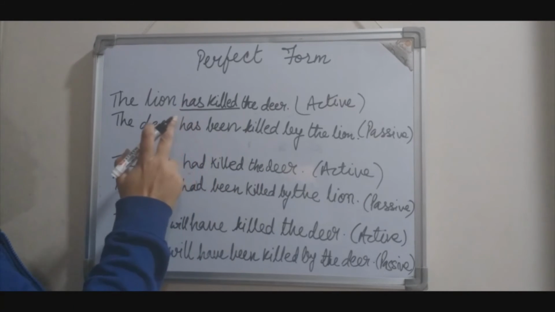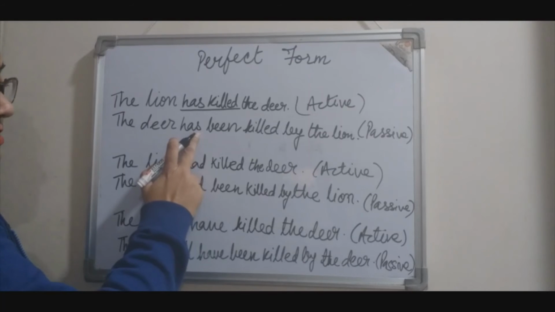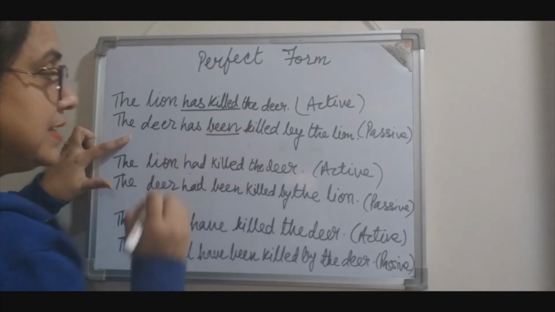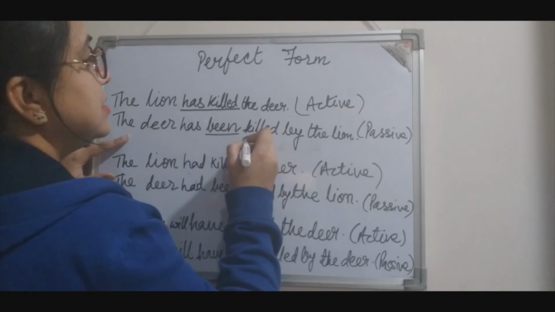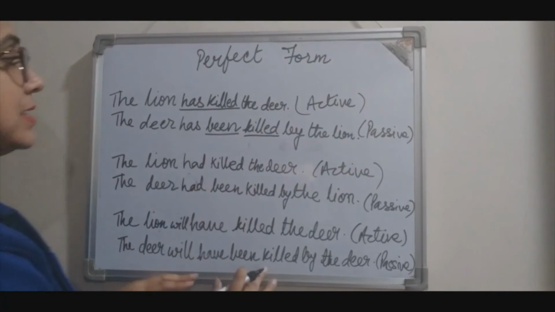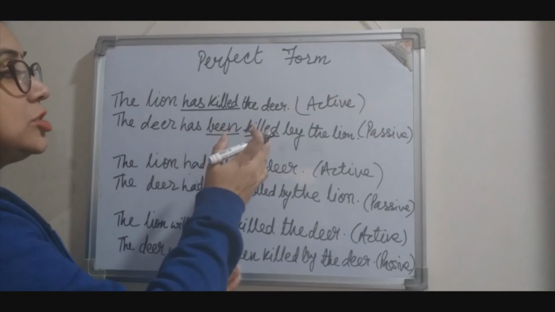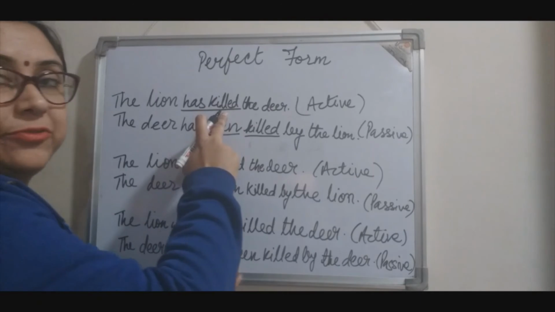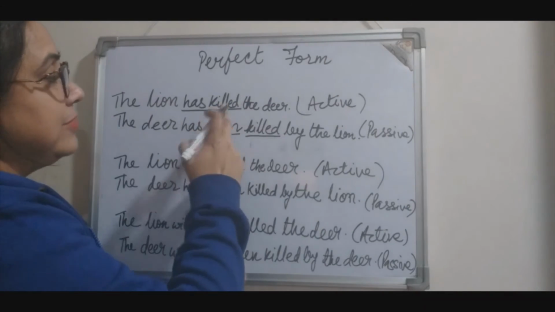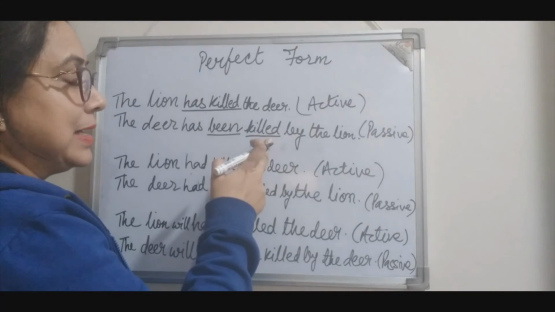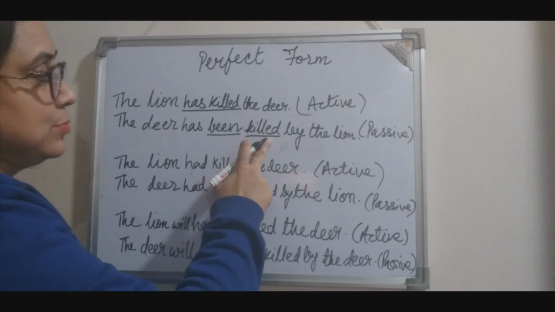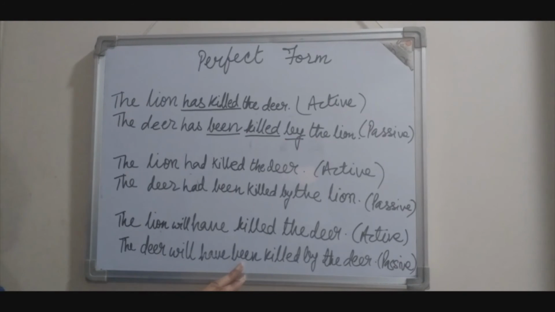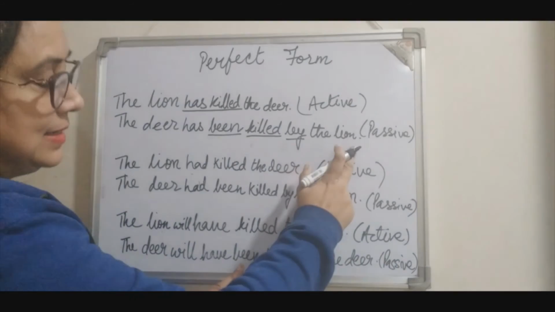Now, since the sentence is in present perfect, has remains the same. And then the new auxiliary, been, B-E-E-N, is added. And the main verb in third form, that is the past participle form. Here we don't need to make a change because in perfect tense, the main verb remains in past participle form only, that is the third form only. And then the preposition by is added. So the sentence in passive form is the deer has been killed by the lion.